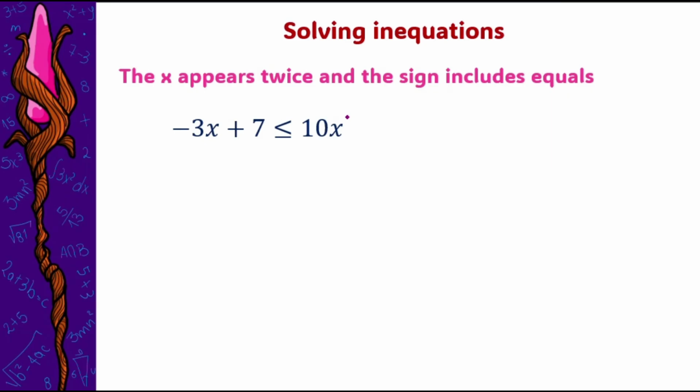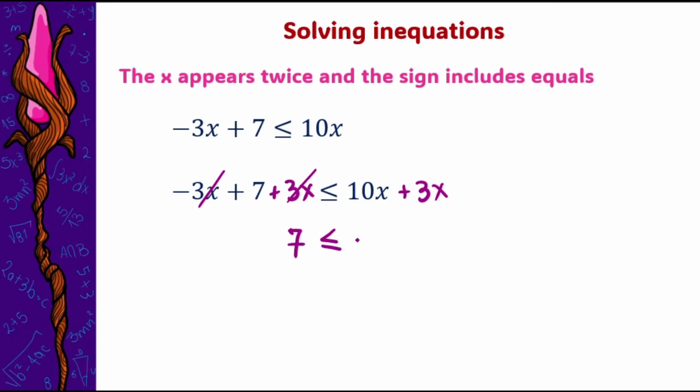Let's see another example. Sometimes the x appears on both sides, just like in equations, so we would do exactly the same. We would add 3x to both sides, so the x terms are going to be on the same side. Remember that we can add or subtract numbers, so it doesn't matter if x is positive or negative, we can subtract it or add it to both sides, and the sign of the inequality is not going to change. So here they get cancelled, and it's going to be 7 is smaller than 13x.